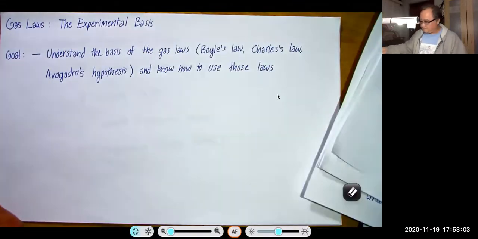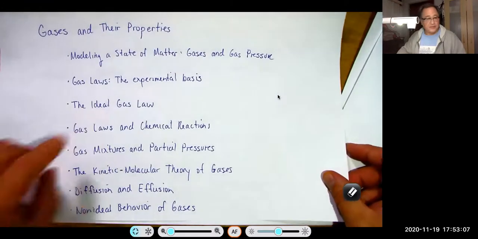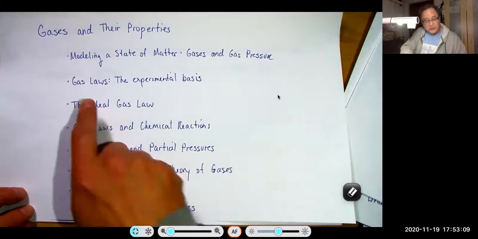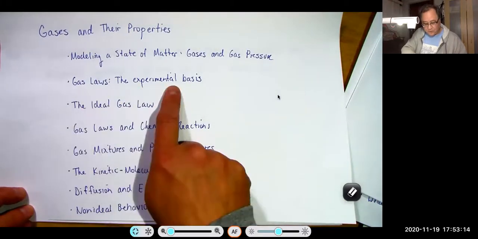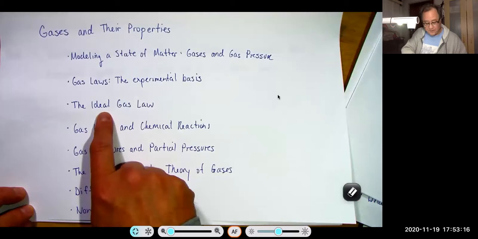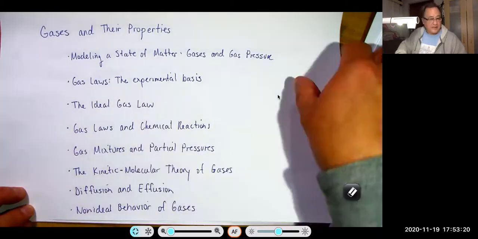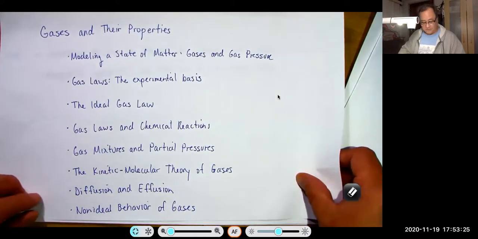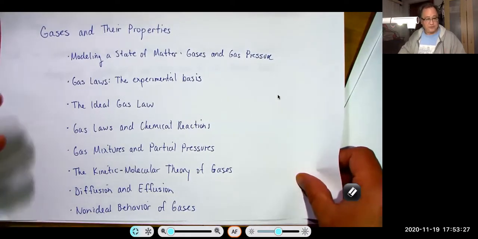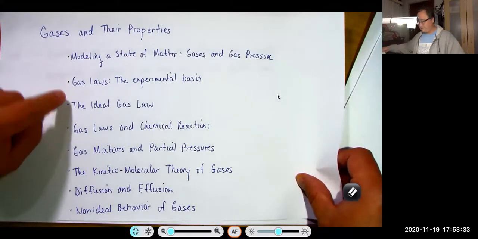Right now, we are at gas laws, the experimental basis. We're actually going to do this in two parts. We'll do part one, then we'll go to the ideal gas law, then we'll do part two. Part two, we'll be doing problems based on the gas laws. And there are 5 gas laws to know how to use. So let's do the introduction first, then the ideal gas law, then back to this.